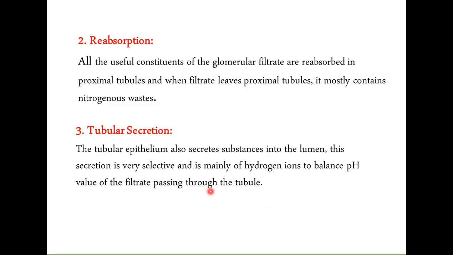The third step is tubular secretion. During the movement of glomerulus filtrate in the renal tubule, the tubular epithelium secretes substances into the lumen. This secretion is very selective. Mainly hydrogen ions are secreted to maintain the pH value of the filtrate which is passing through the tubule.